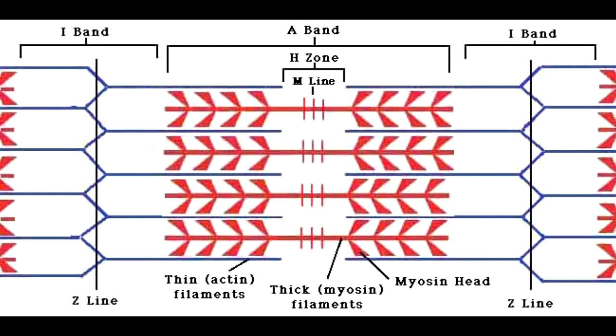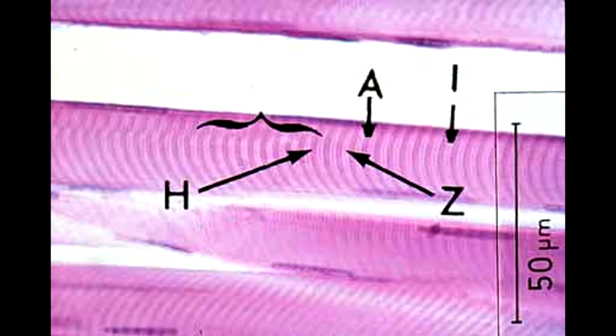Each myosin filament is surrounded by 6 actin filaments. For simplicity, only 2 can be seen here. The actin filaments are anchored at the Z disc, forming the ends of the sarcomere. The arrangement of the actin and myosin fibers gives the muscle its characteristic striated appearance. The region containing actin and myosin is known as the dark band or the A band. The region containing only actin is known as the light band or I band.